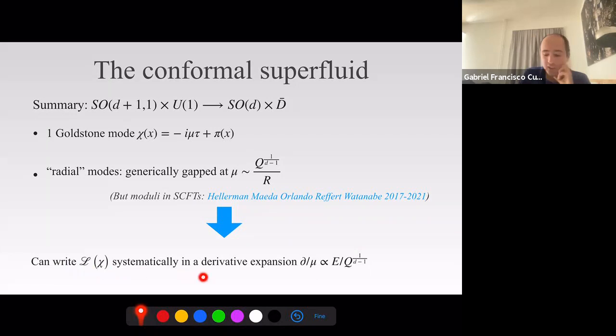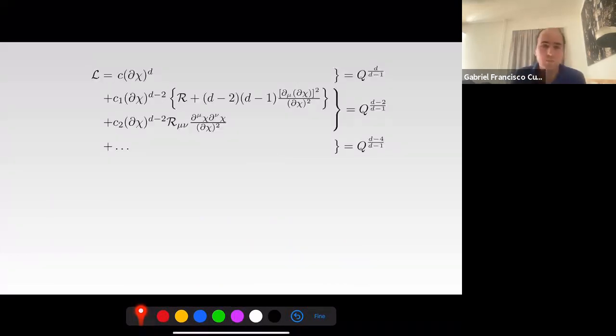And therefore, the strategy will be just to write down the Lagrangian in a derivative expansion and compute from that Lagrangian. So this is the Lagrangian written in terms of the Goldstone mode chi. Chi is of order mu. So the leading term goes like (dchi)^d, so like mu^d. And once you translate in terms of q, it is q^(d/(d-1)). The subleading term will go like q^((d-2)/(d-1)). So you start seeing they match precisely what we found in the epsilon expansion. And the next to subleading term will be suppressed again by two powers of q^(1/(d-1)).